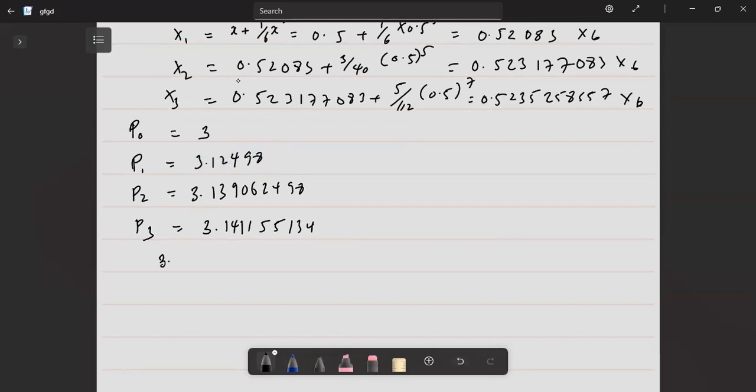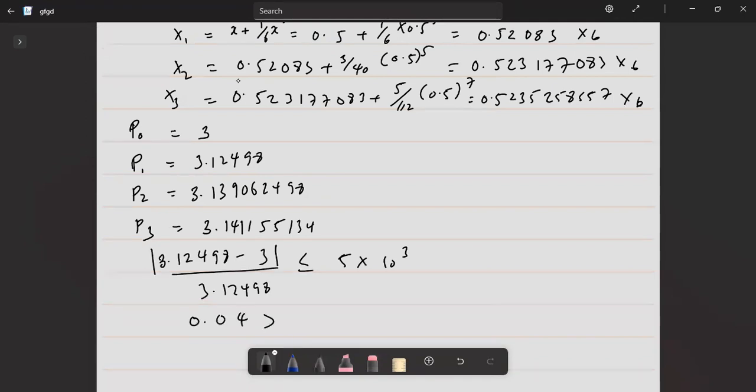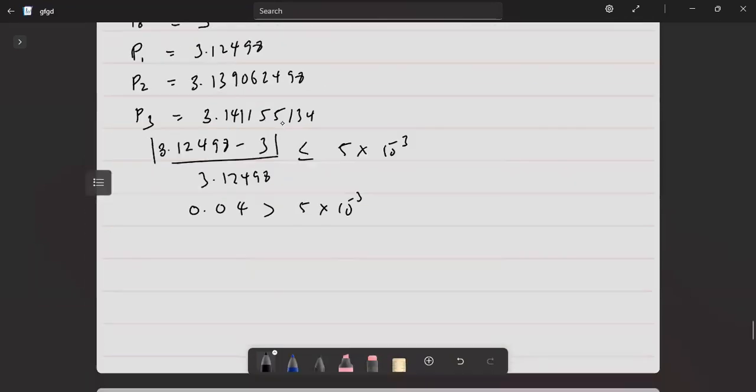So 3.12498 minus 3 divided by 3.12498. The relative error must be less than or equal to 5 times 10 to the power negative 3. So does that meet our condition? Let's see, 3.12498 minus 3 divided by 3.12498. So this is about 0.04, and this is not true, right? 0.04 is actually greater than 5 times 10 to the power negative 3. So we have to check the next one.